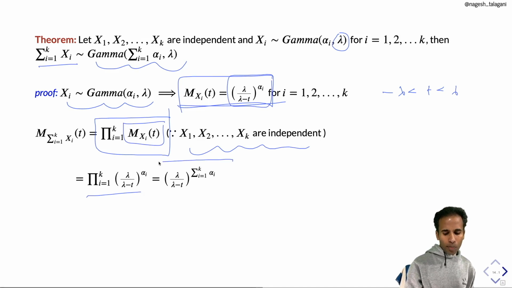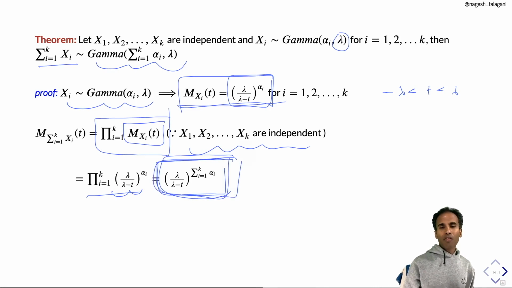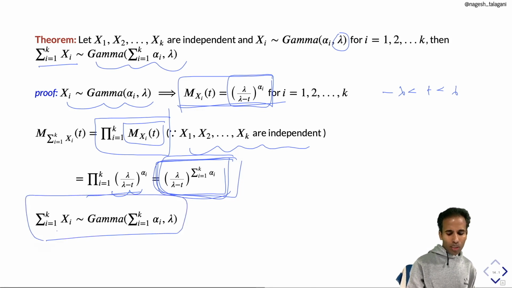Now if you replace M_Xi of t with (lambda by lambda minus t) power alpha i, we end up with this product. This product will be simplified to (lambda by lambda minus t) whole power summation alpha i from i equal to 1 to k. Here we got the same base, so we simply add up the exponents alpha i, and we end up with this. This is the MGF of summation Xi from i equal to 1 to k. So this can be recognized as the MGF of gamma distribution with the parameters summation alpha i from i equal to 1 to k, comma lambda. So we can say that the summation Xi follows gamma distribution with the parameters summation alpha i from i equal to 1 to k, comma lambda.